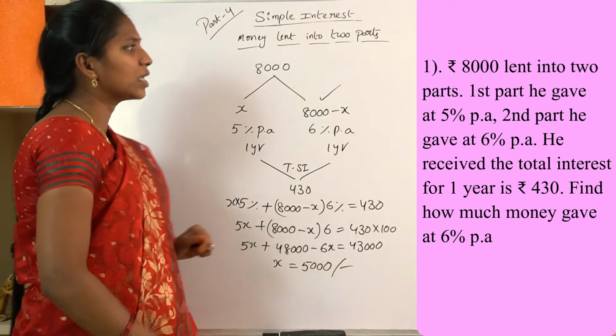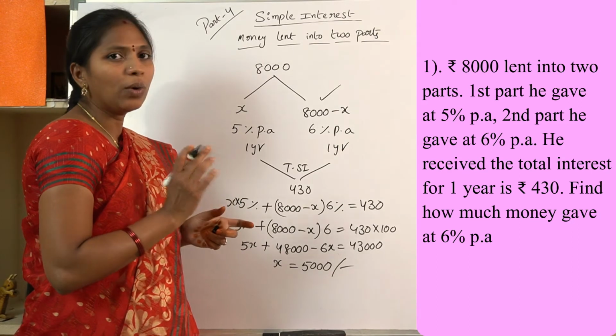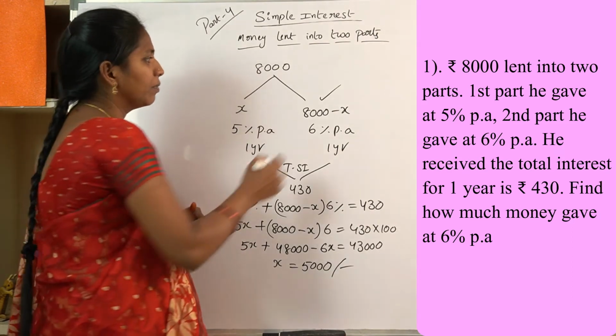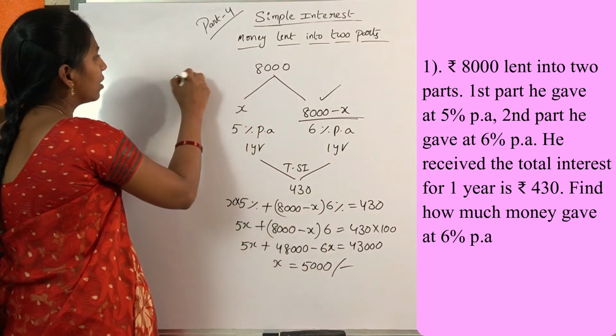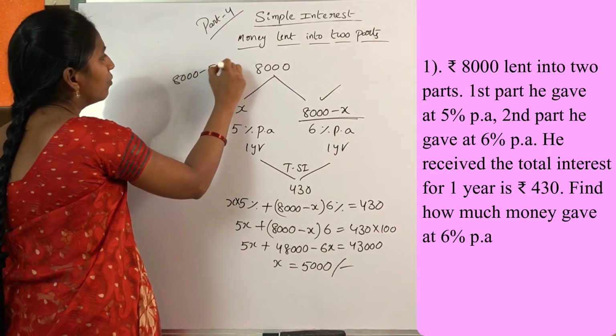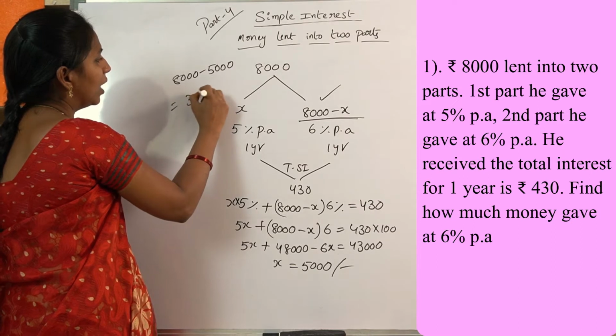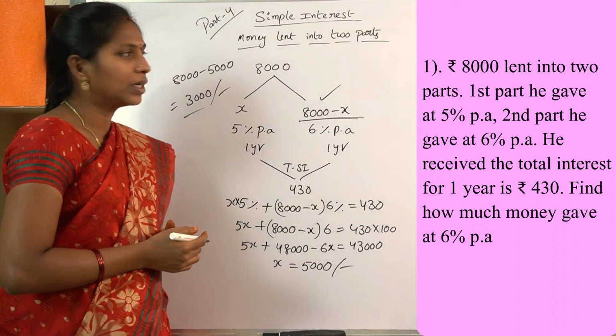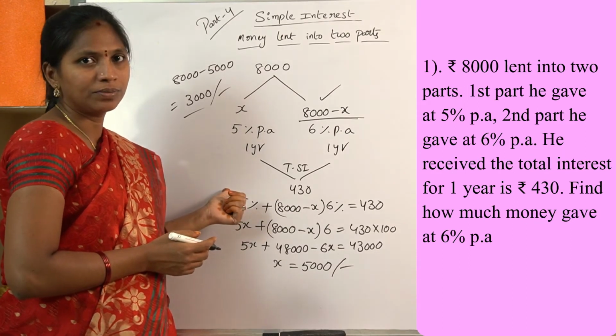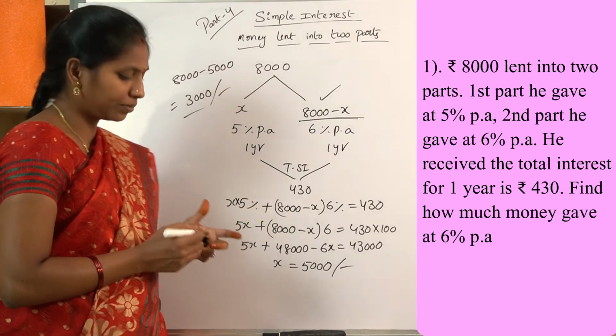But the question is how much money was given at 6% per annum? That means 8,000 minus x, which is 8,000 rupees minus 5,000 rupees. So finally the answer is 3,000 rupees. This is method 1. See the second method.